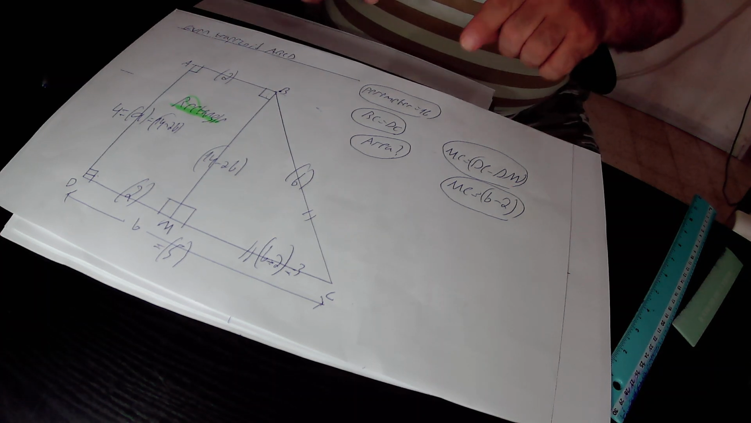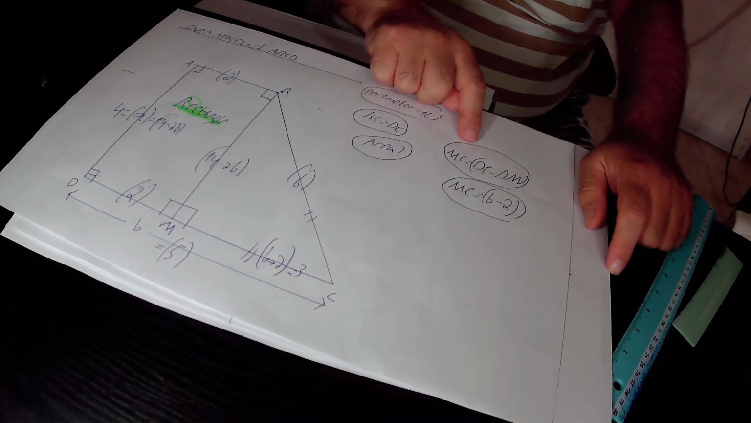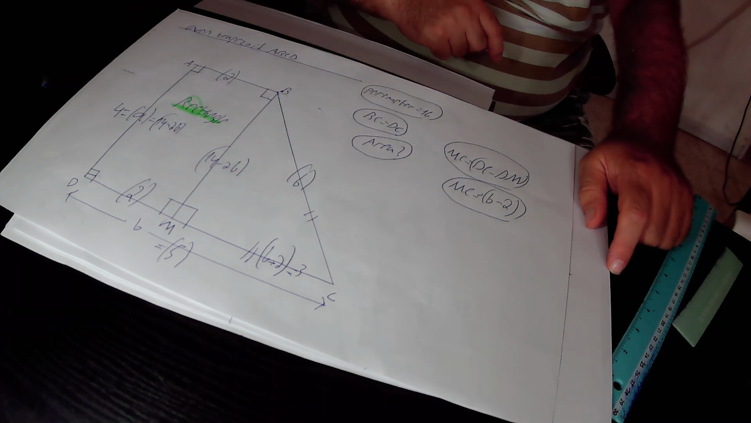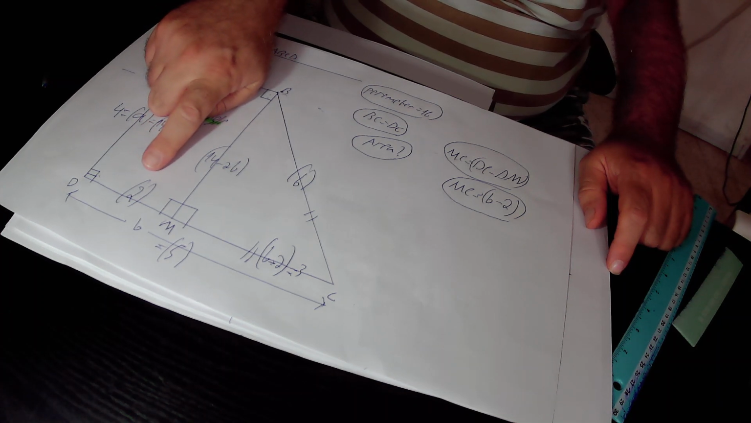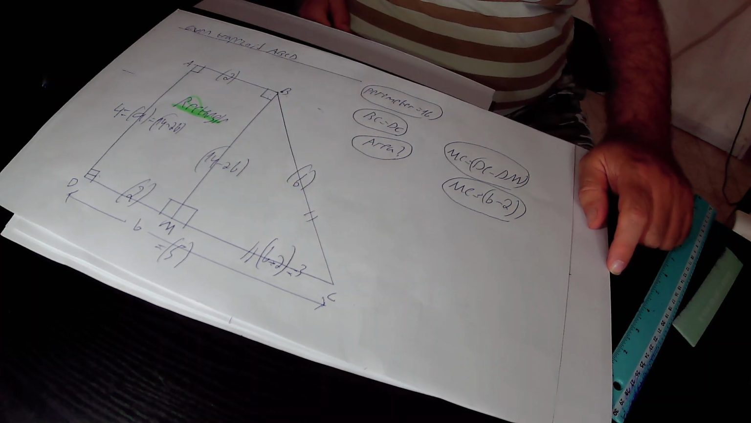What is the length of this segment MC? MC equals DC minus DM. So MC equals DC, that is b according to our definition, minus DM. We just write down that DM equals 2. So in total, MC equals b minus 2 units in its length.